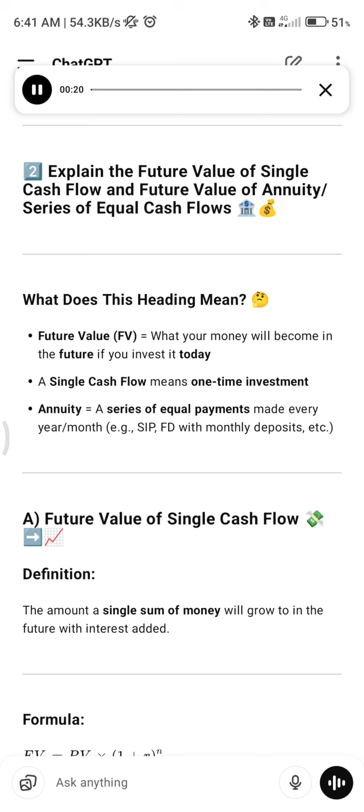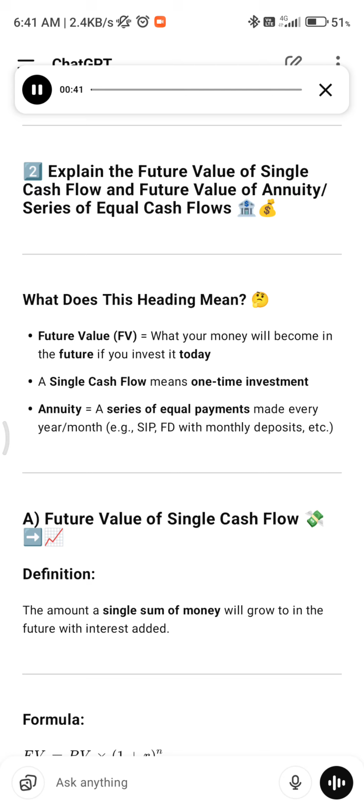What does this heading mean? Future value, FV, is what your money will become in the future if you invest it today. A single cash flow means a one-time investment. Annuity is a series of equal payments made every year or month, e.g., SIP, FD with monthly deposits, etc.